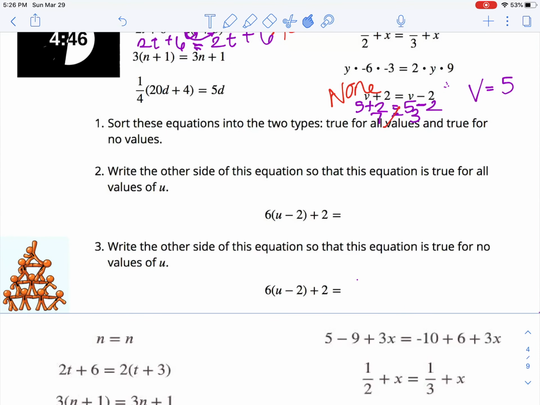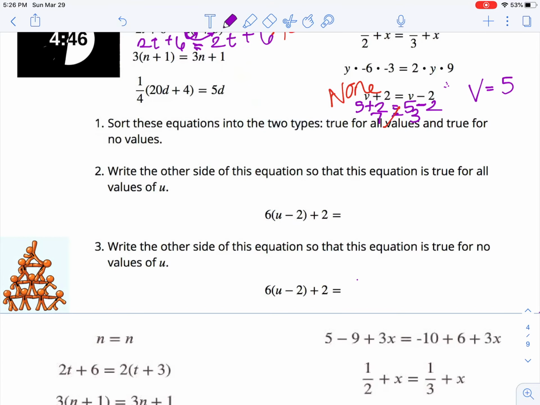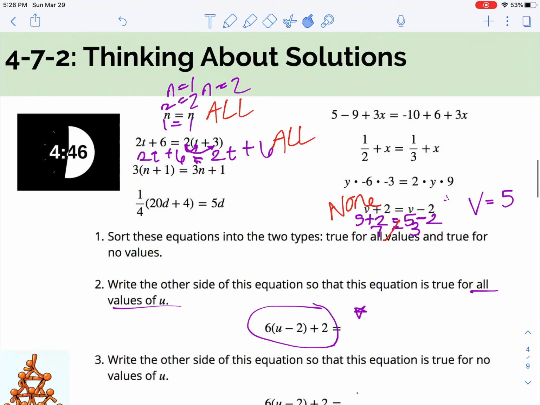Okay. Let's see. Write the other side of this equation so that this equation is true for all values of u. So what this wants you to do, and I'm going to set it up and have you guys finish it, so I'm not giving you all the answers, is take this equation and make it the same equation on this side because it wants it true for all, right? So like an example of one that's true for all, we have a couple, right? Like up here, I'll highlight it so you know what I'm talking about. This, right? That was true in the green. That was true for all.